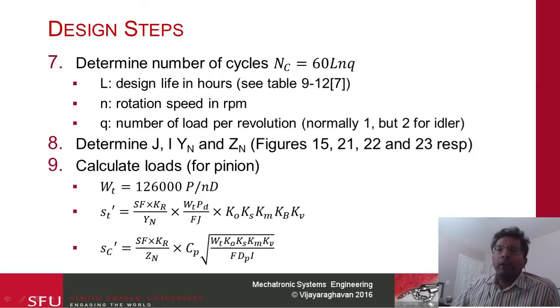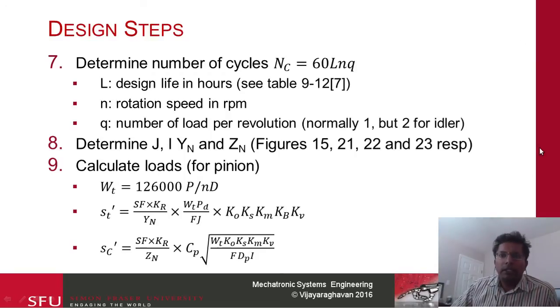Next step, we're going to calculate what material we can choose in terms of ST prime, which is the equivalent bending stress, and SC prime, which is the contact stress. We typically do these calculations for the pinion. The loads are similar because we are mainly concerned about the height of the teeth, which is the same between the two gears, as well as the contact. Just the curvatures might be a little bit different.